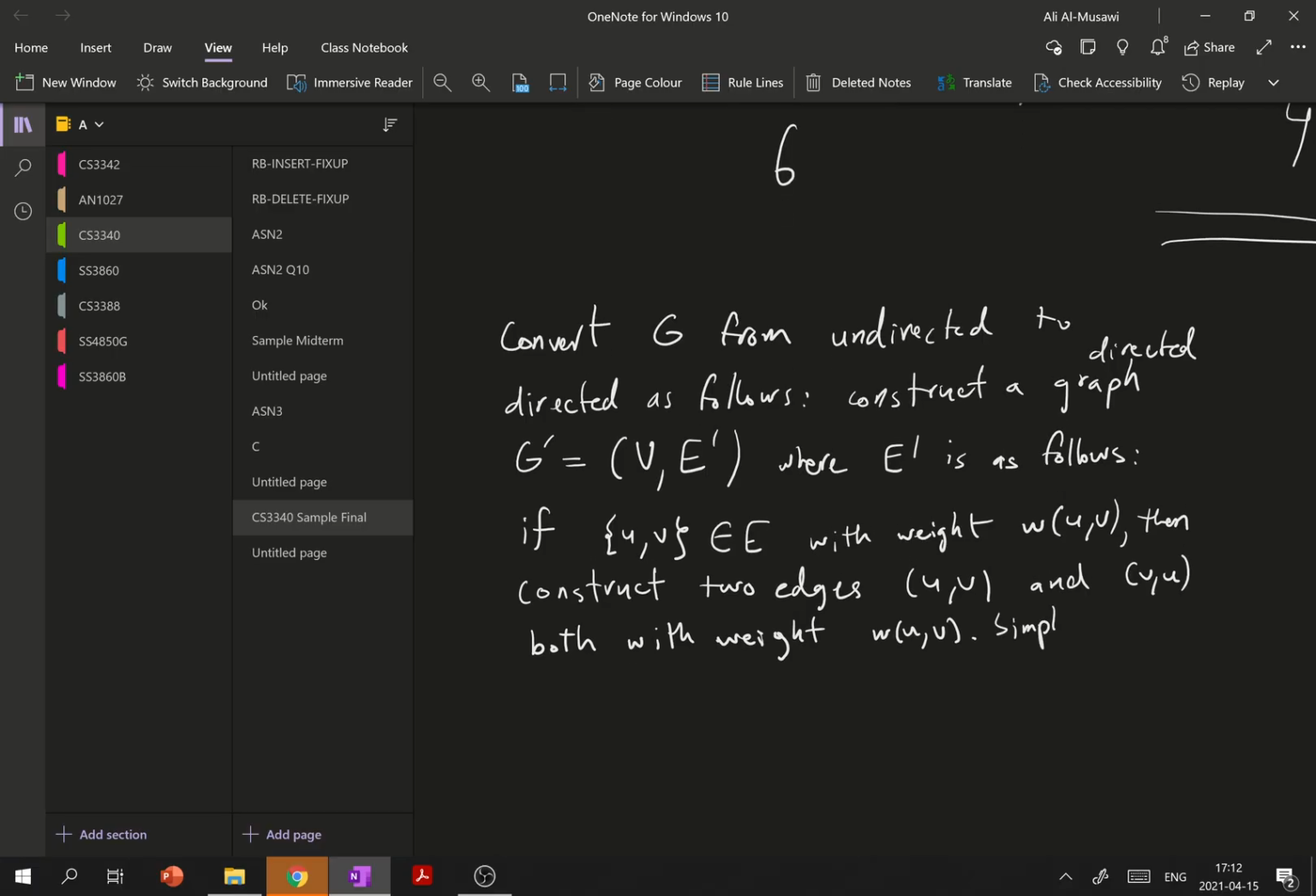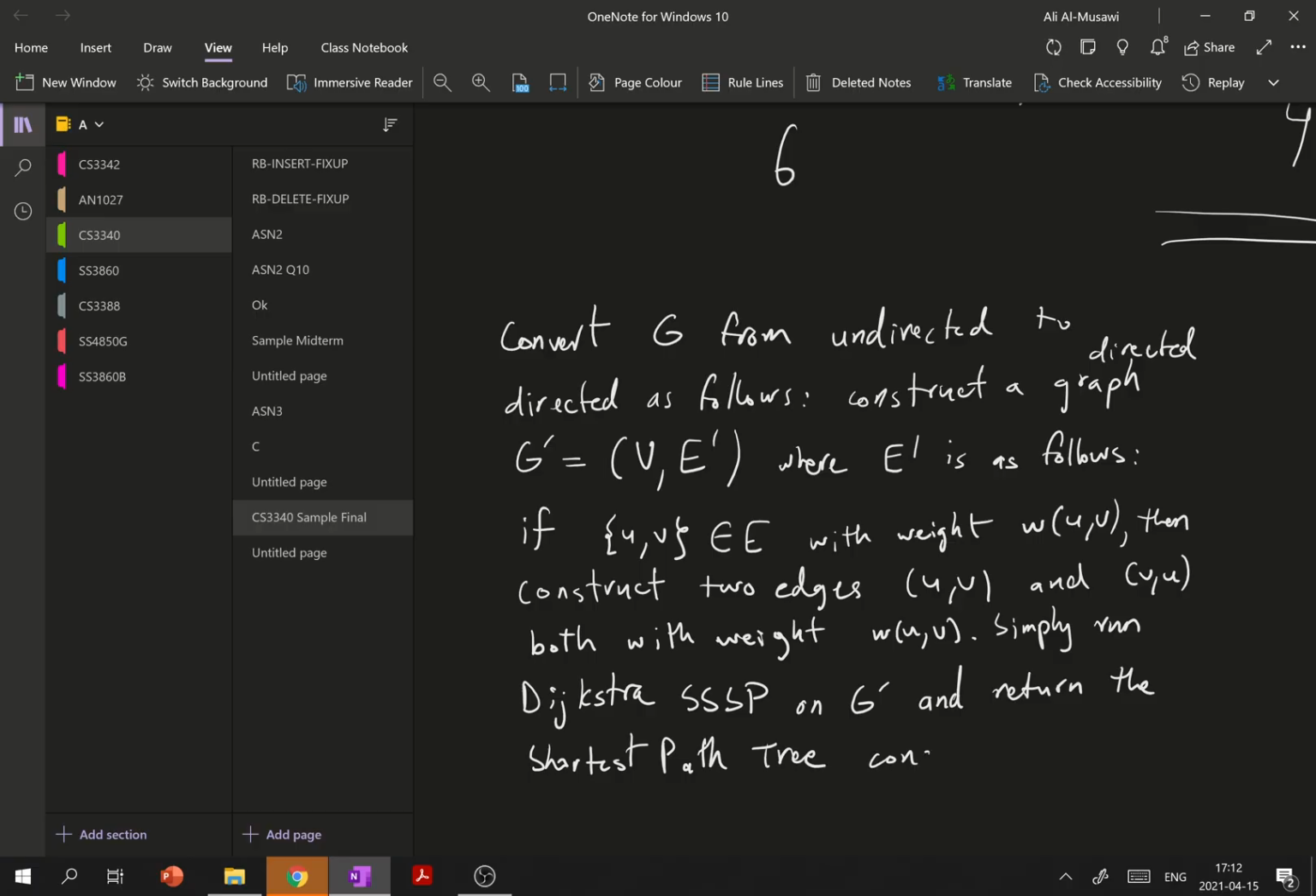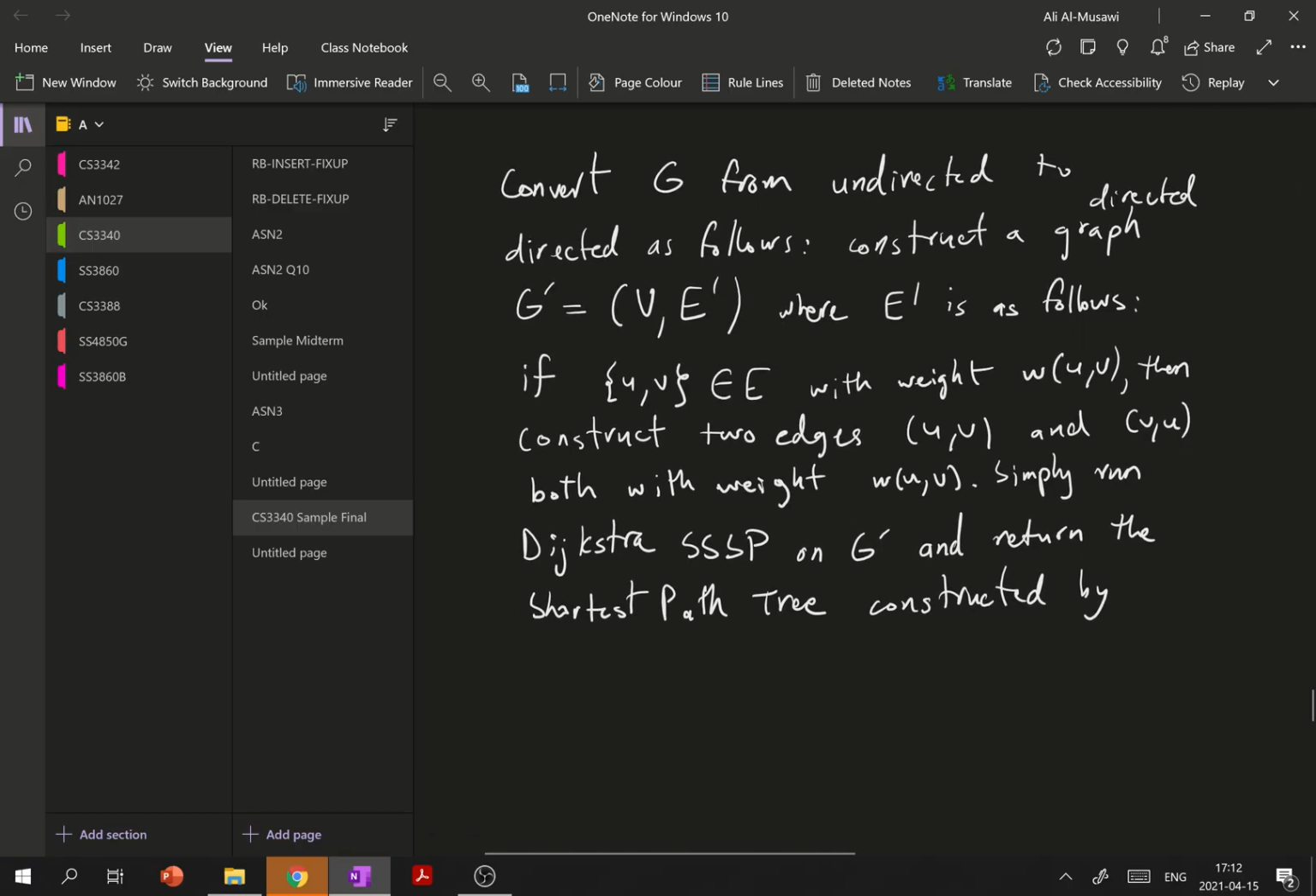Then simply run Dijkstra's single source shortest path algorithm on G' and return the shortest path tree constructed by Dijkstra.